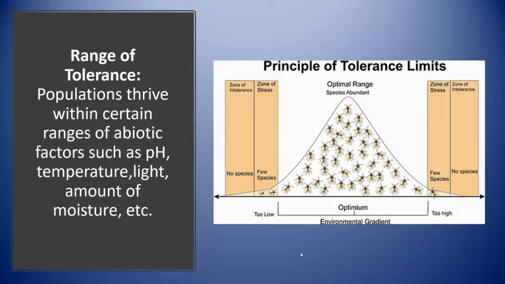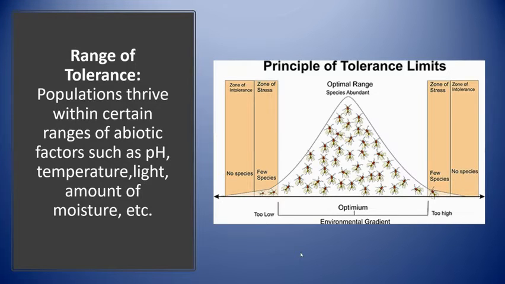So when you have a population of animals or plants, they thrive within certain ranges of abiotic factors, right? So let's say you are a fish in the water. The water has a certain pH, and if the pH gets too high or too low, then as a fish, you cannot survive in that water. In fact, there's an optimal range where you can thrive as a fish, but as you get away from the optimal range, the fish may not thrive. They might survive, but you might have a smaller population than you would if it were in an optimal range.